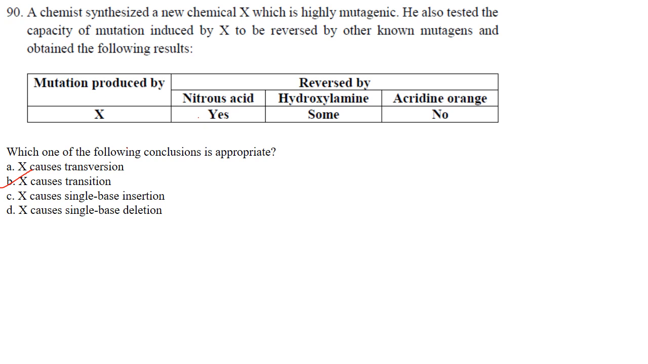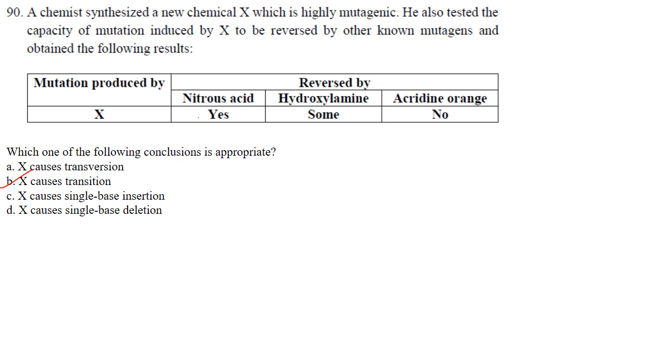So, if you see, it is reversed by nitrous acid. Nitrous acid produces exclusively transition mutations, and because both CG-TA and TA-CG transitions are produced, these mutations can be reversed with nitrous acid. So it shows that X causes a transition mutation. That is why it got reversed with nitrous acid.